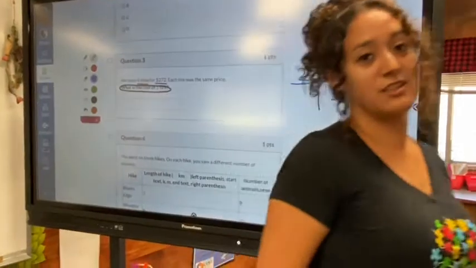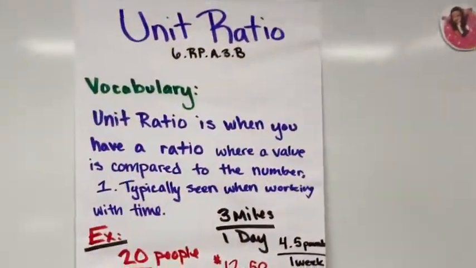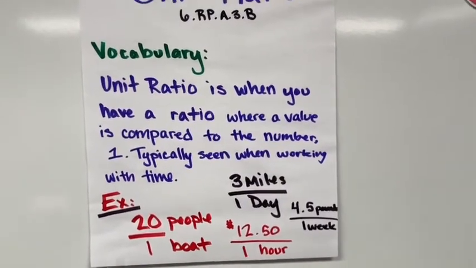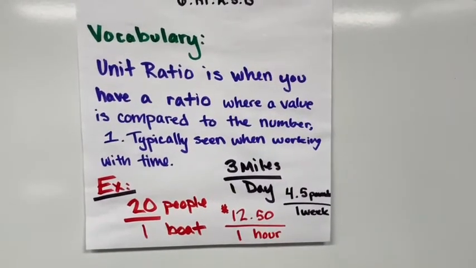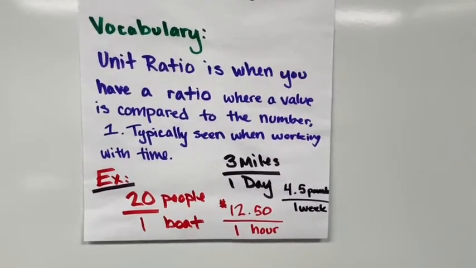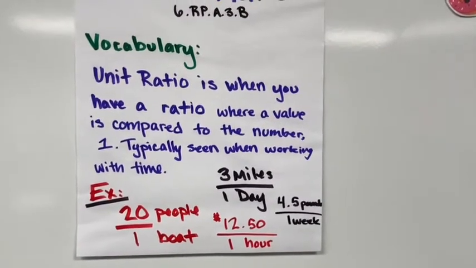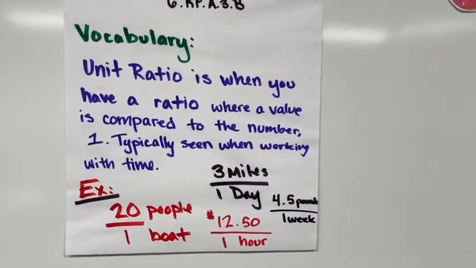All right, guys. So just to review, a unit ratio is when you have a ratio where a value is compared to the number 1, typically seen when working with time. You can also connect this to, it's not the same, but it can be connected to a unit fraction. But the 1 could go anywhere.